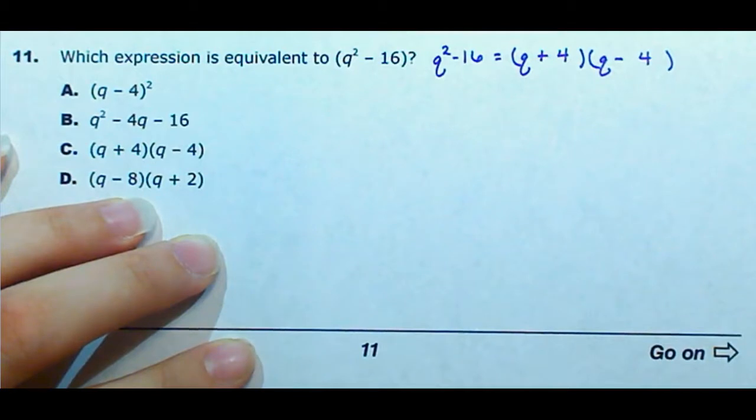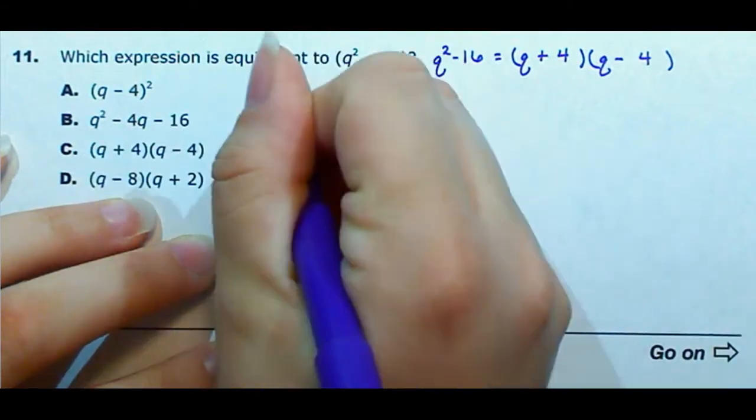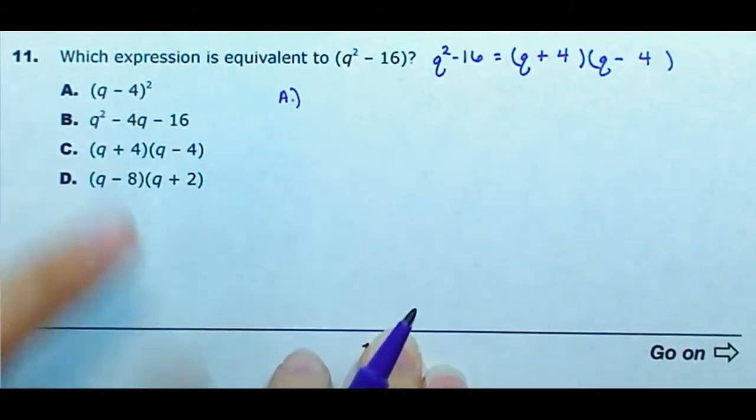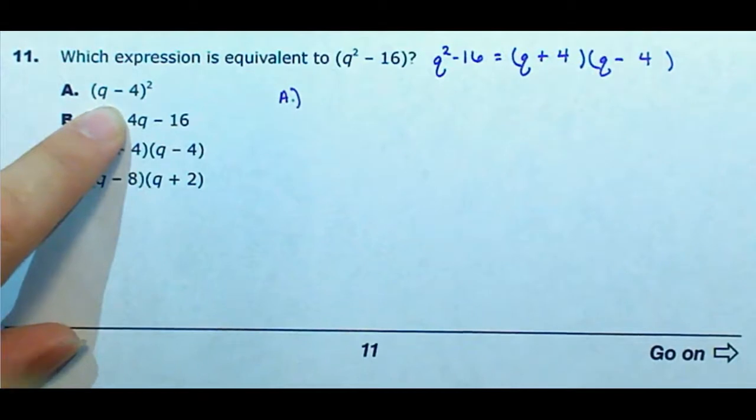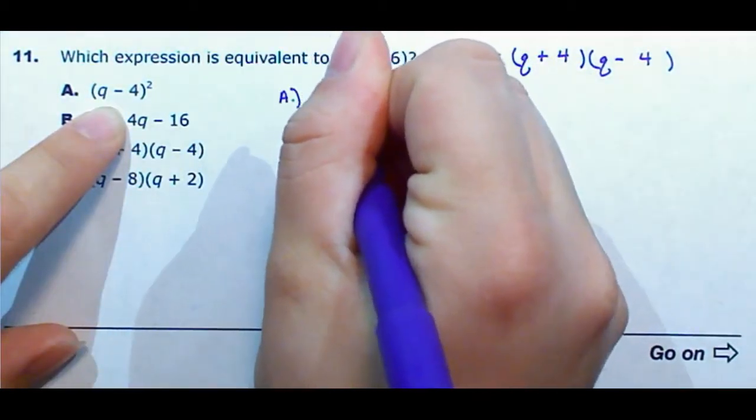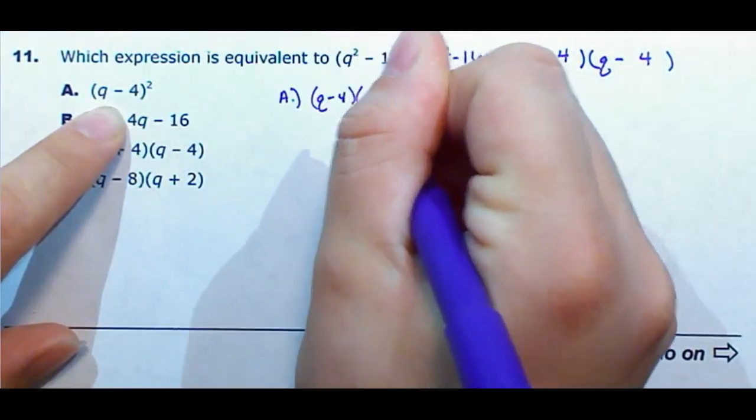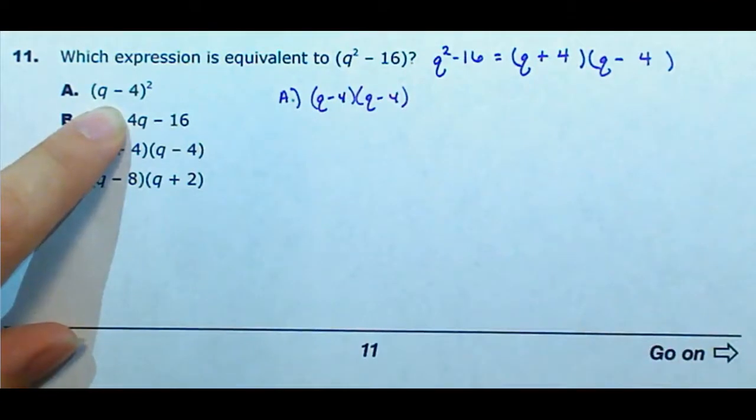Now, if you've forgotten the difference of perfect squares, you could have still figured this answer out by multiplying these back. So let's start with A. If we had multiplied q minus 4 squared, this literally means q minus 4 times q minus 4. That's what q minus 4 squared means.